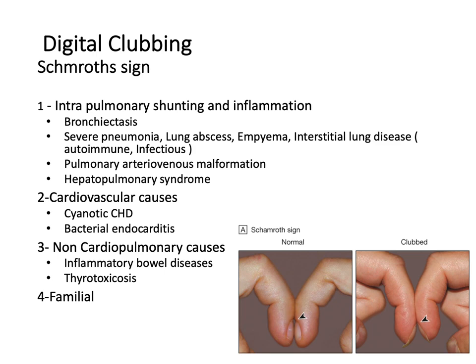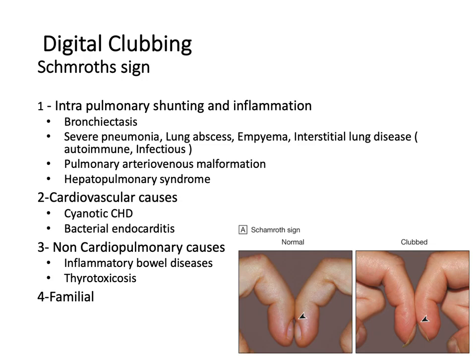And examining for digital clubbing and Shamroth sign, you ask the patient to bring his fingers together, and show him how to bring them together, to see if the angle is opened in clubbed patients, or normally there is a diamond-shaped hole in between the nail beds of the two fingers.